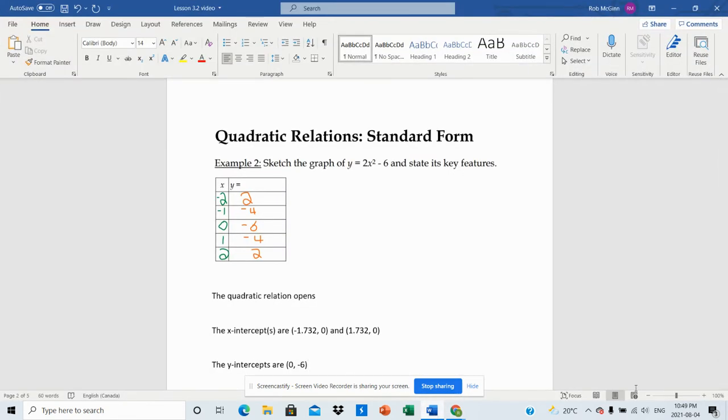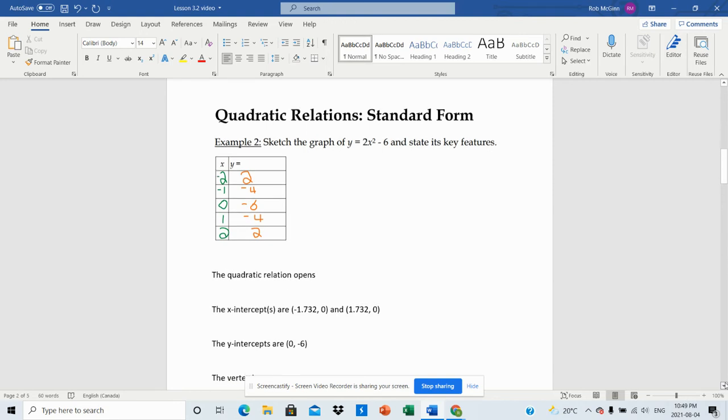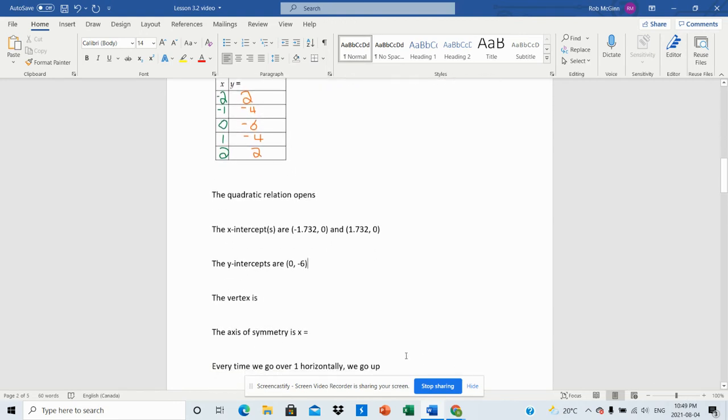That's also our vertex in this one. So the vertex, that's our minimum point. And in this case, it is 0, minus 6. And I'm just going to put minimum.